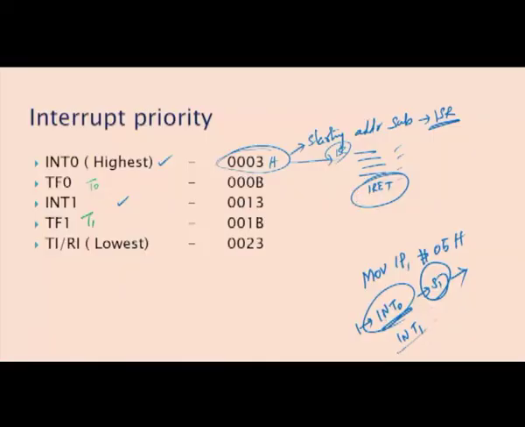After that, the INT1 will be serviced by getting the address of 0013. So these are the assigned addresses for the corresponding interrupts. Whenever the request is raised, the controller will execute its corresponding subprogram. These are the subprogram addresses.